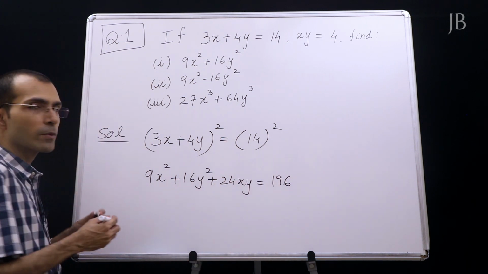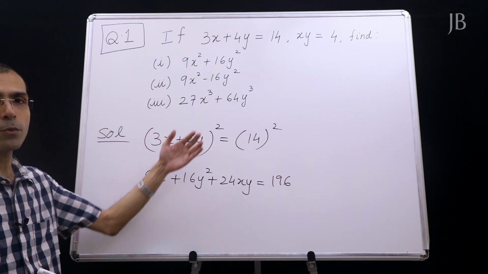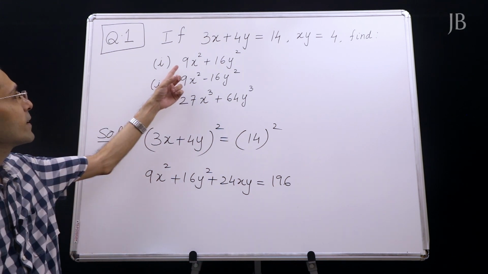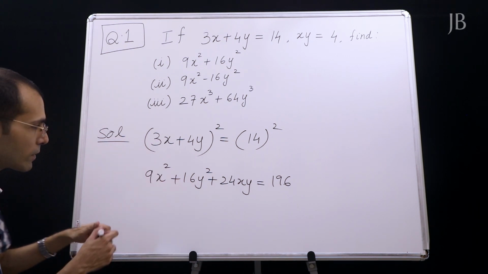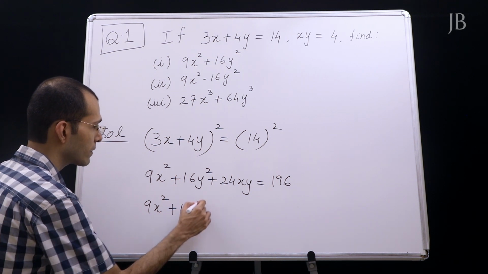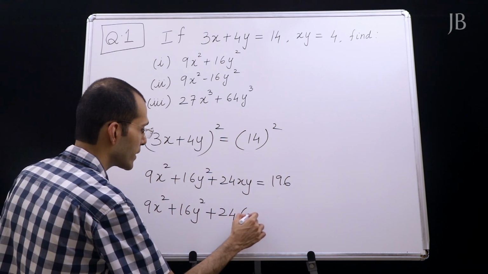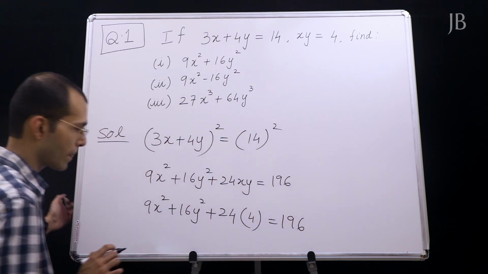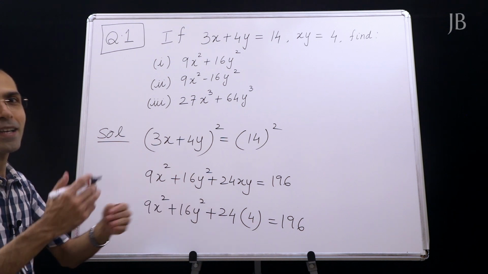is 14 square, which is how much? 196. And don't confuse between 13 square and 14 square. 13 square is 169, 14 square is 196. Okay, now what do we have to find? 9x square plus 16y square. So this has to be found out. So we will keep this as it is and substitute 24xy, 24 into 4, equals 196. Okay, because xy was given to be 4 and this is 24xy.